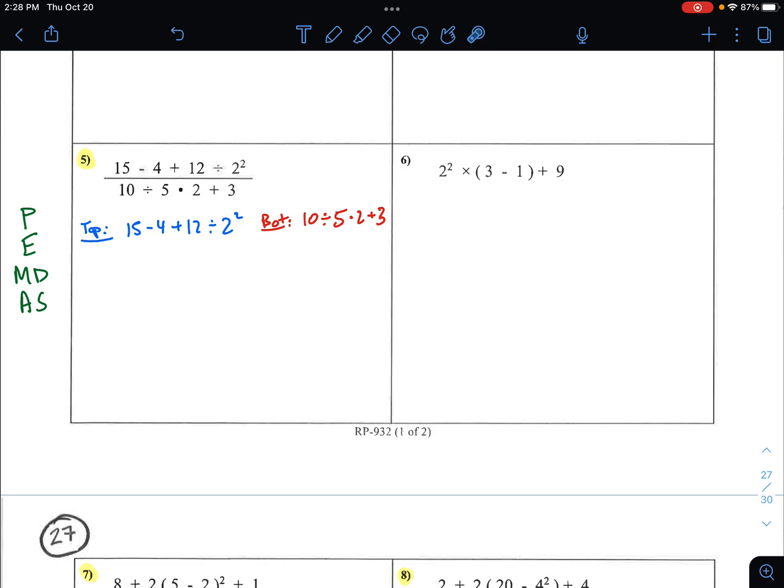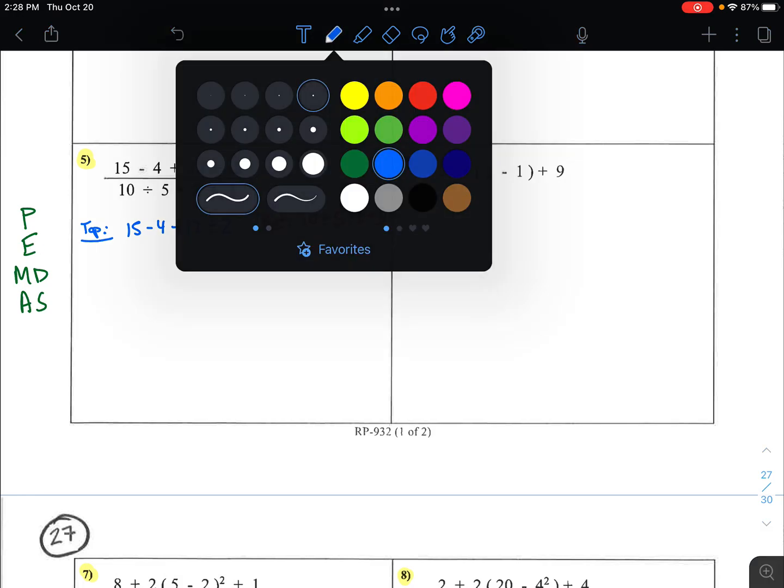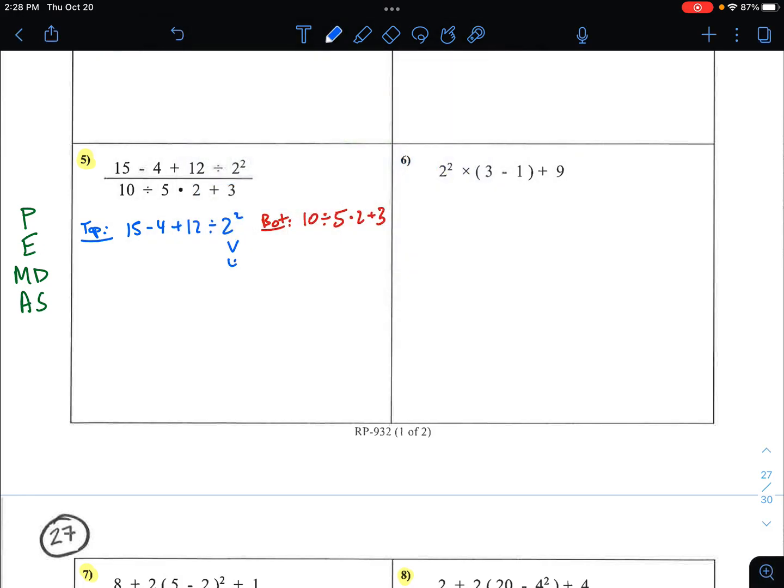I have 15 minus 4 plus 12 divided by 2 to the second power. I have no parentheses, but I do have an exponent. So 2 to the second power is 4. Bring down everything else, 12 divided by the 4, the plus, the 4, the minus, the 15. All right, now I have no more exponents, but I do have division, and that beats subtraction and addition. So 12 divided by 4 is 3. Bring down everything else, plus 4, the minus, and the 15.